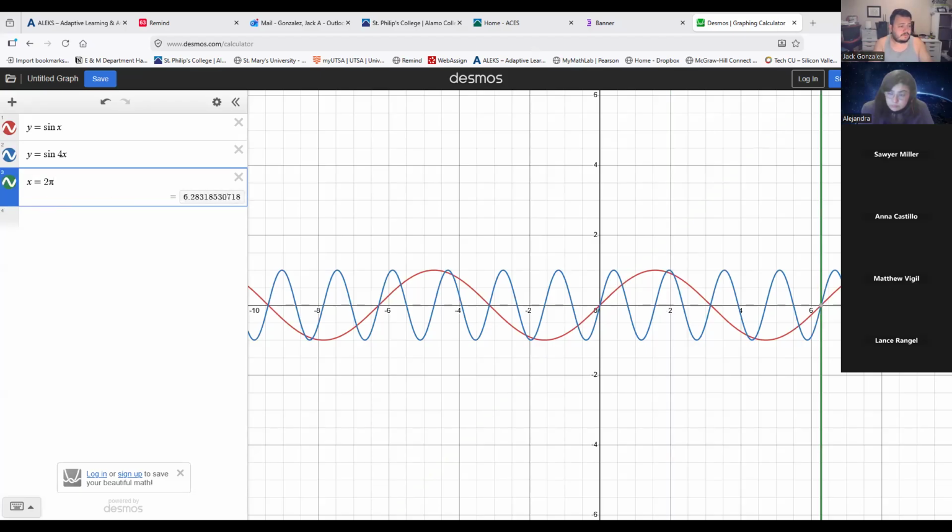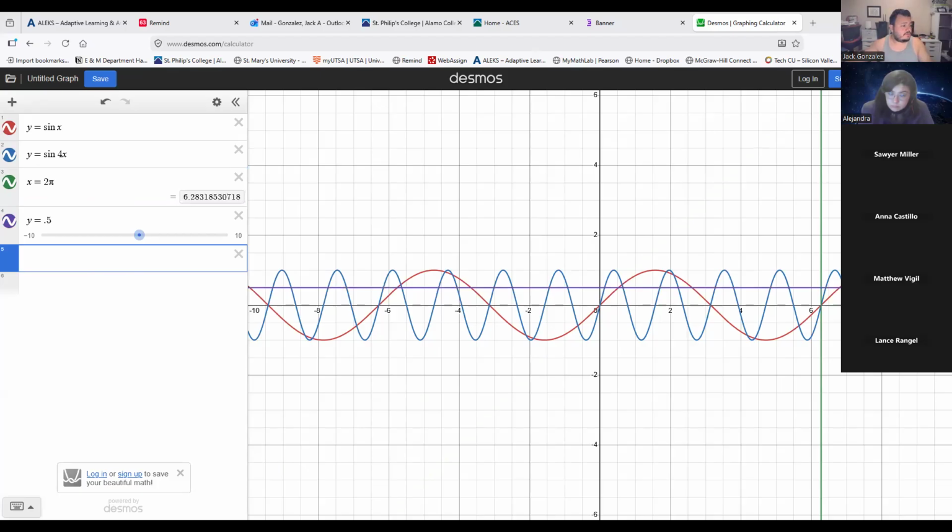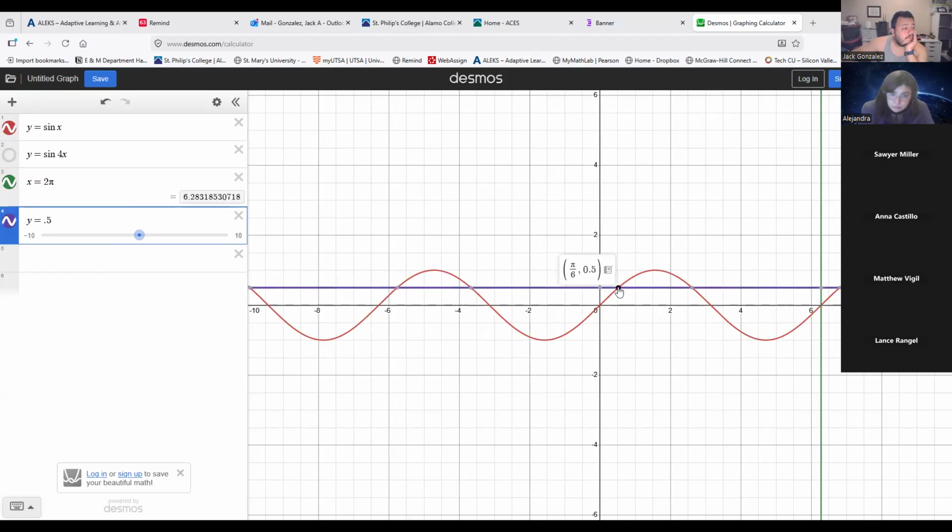Because 2 pi is over here, y equals 0.5 is there. Let's talk about the red one first. We know in the unit circle that pi over 6 and 5 pi over 6 in one period are both at 1/2. If you look at your circle and I asked you when is sine equal to half, you would find these two.